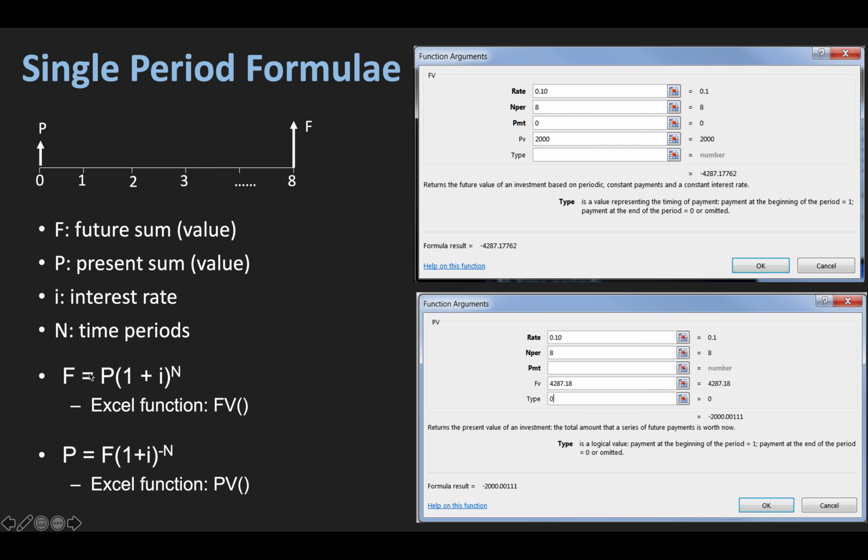Then if we convert this, we can also use future value to calculate present value. P equals F multiplied by (1 plus I) to the power of negative N. In this case, P will always be smaller than F. Present value is always smaller than future value. If we convert this arrow to here, this should be shorter, this should be longer. The cash flow in the future should be longer. Same thing, we can use Excel to calculate this.